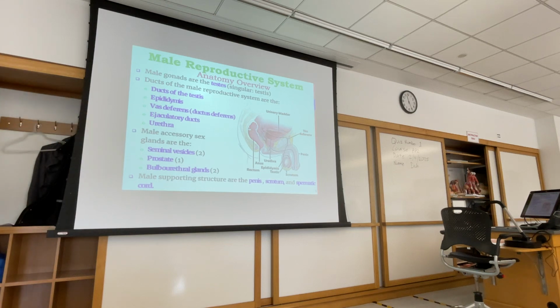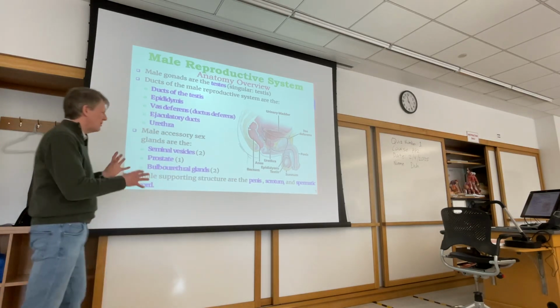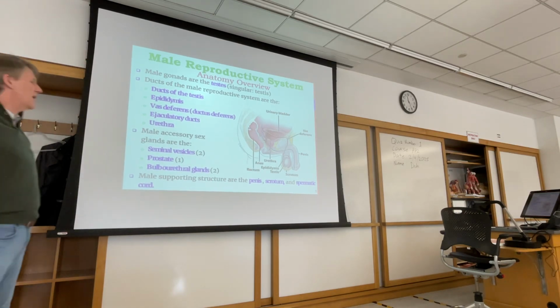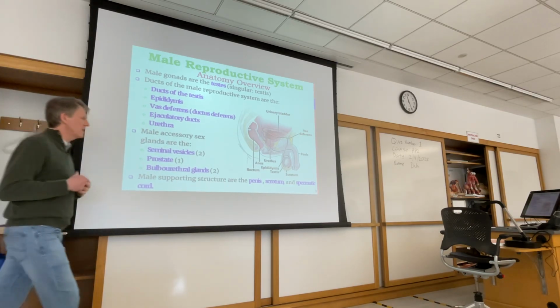Male accessory sex glands make secretions that help out the sperm, basically providing nutrition for the sperm, maybe protecting the sperm during ejaculation, different things like that. And then the male supporting structures are just anything that didn't neatly fit into one of those other three categories. So the penis, scrotum, and spermatic cord are all classified as supporting structures.